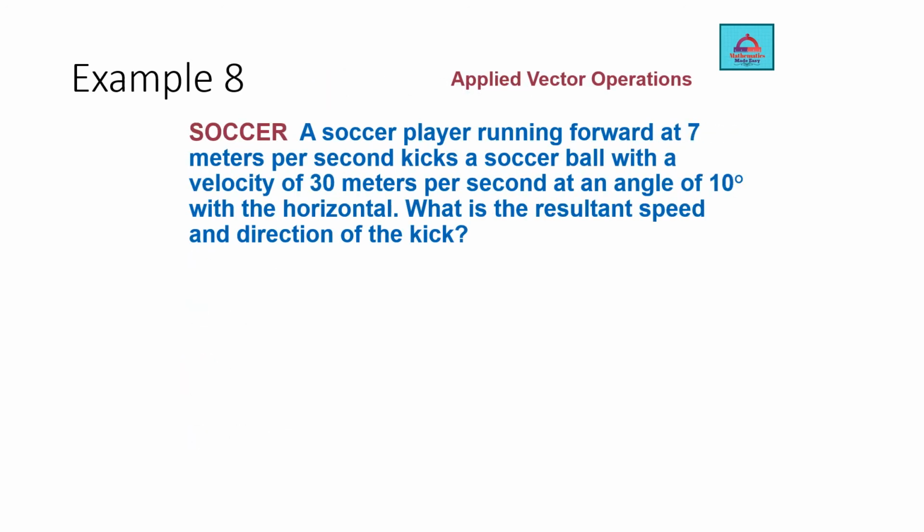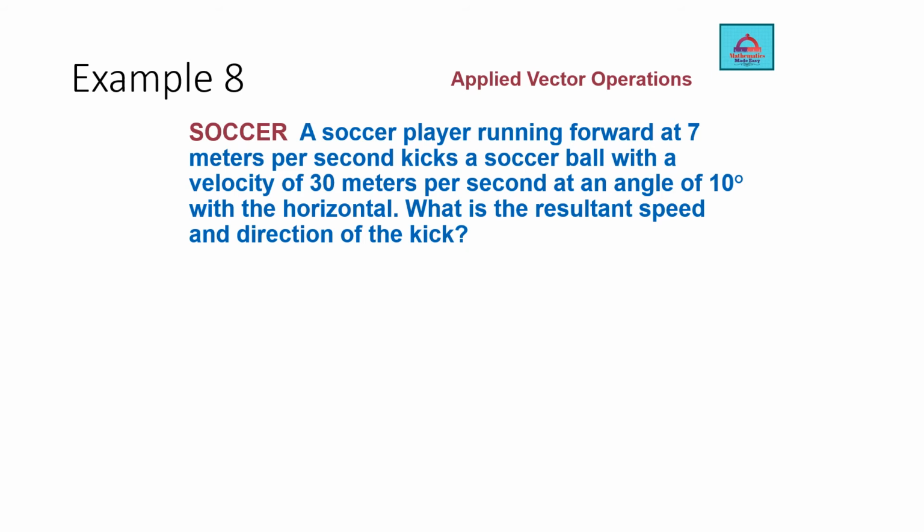Let's now do an important word problem on applied vector operations. Let me read it for you. A soccer player runs forward at 7 meters per second and kicks a soccer ball with a velocity of 30 meters per second at an angle of 10 degrees with the horizontal. What is the resultant speed and direction of the kick?